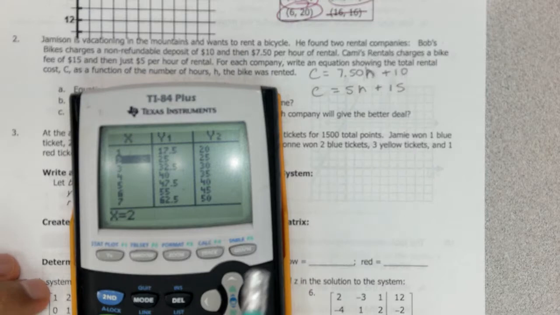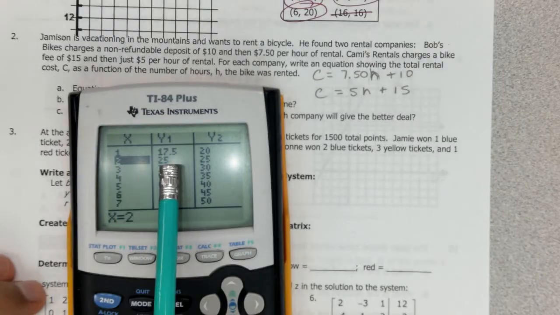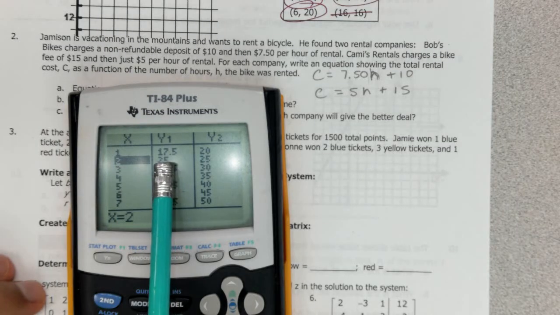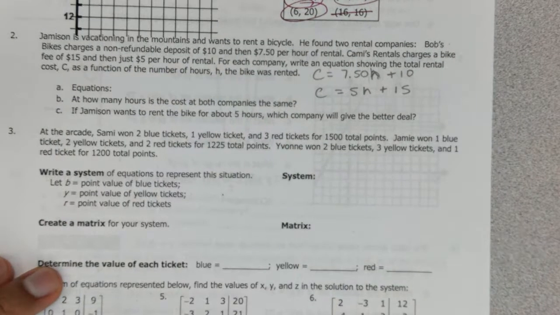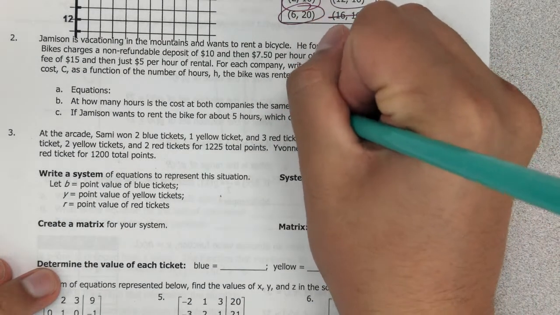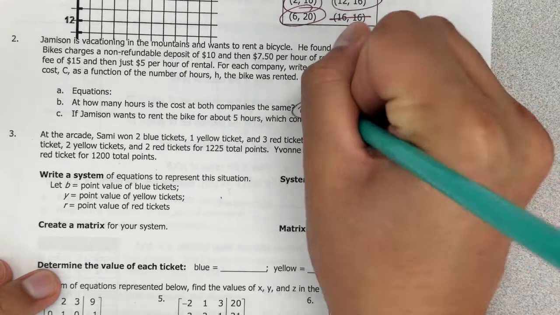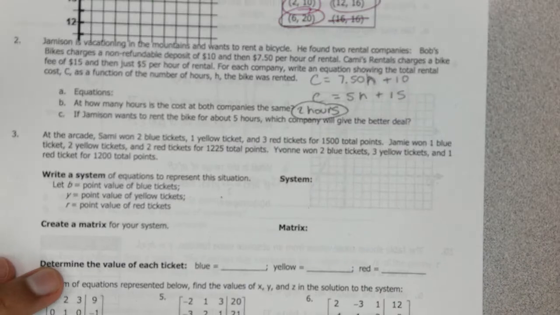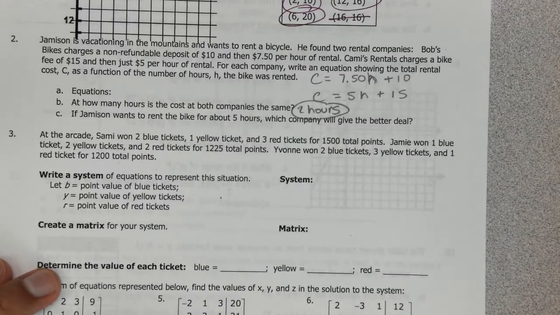Alright, so right there, when X is 2, they both have the same price of $25. So at 2 hours, they both have the same cost. Alright, so if Jameson wants to rent the bike for about 5 hours, which company would have the better deal?